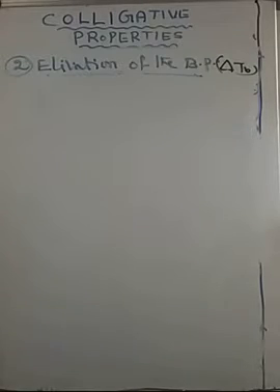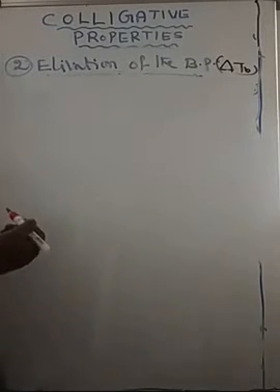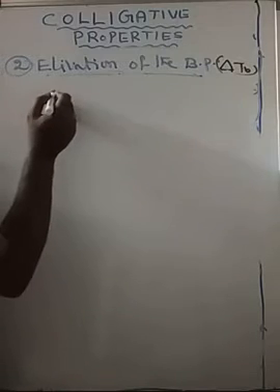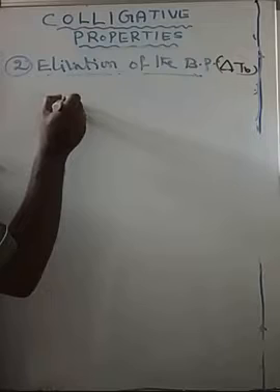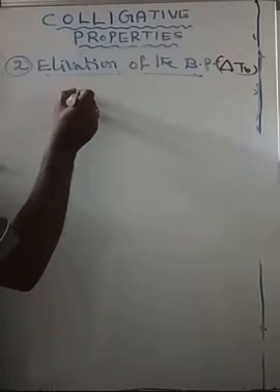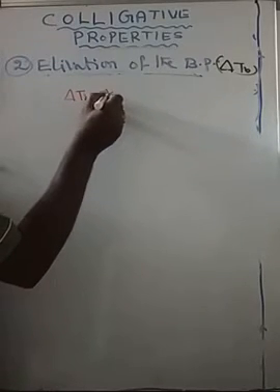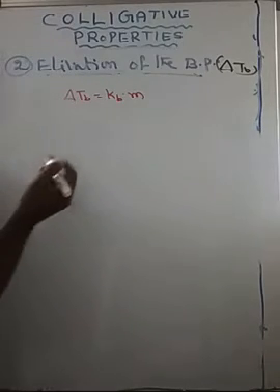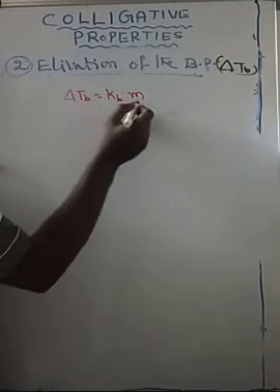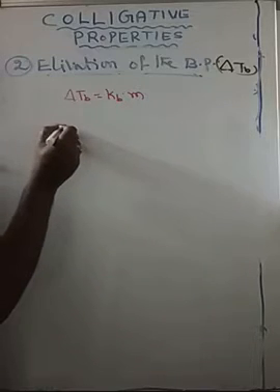So, by using elevation of the boiling point, we can calculate the molar mass of the solutes. What is the representation of the equation for elevation of the boiling point? Here delta Tb is equal to Kb into m. What is m? Molality. Then expand the formula.